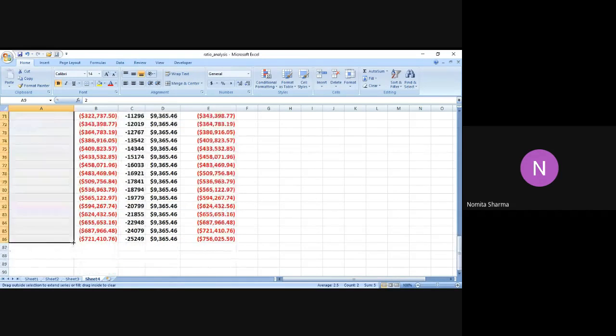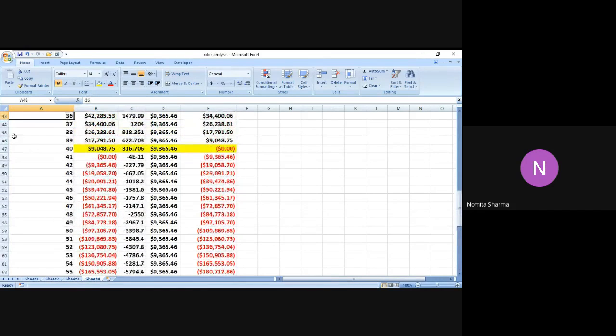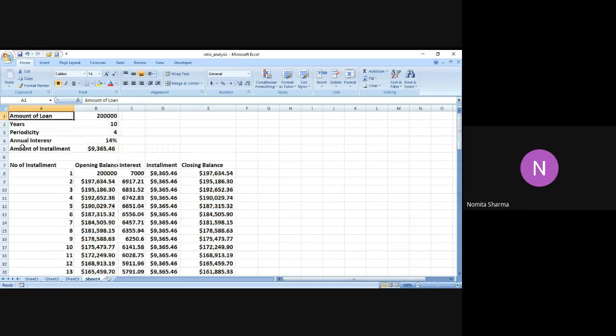All these numbers which are coming in red, they are basically negative numbers, and they are coming since I'm doing calculation over here. But they don't have any relevance. Reason being, I'm already done with my loan payment at the 40th installment. You can see that, right? And this 40th installment you can also calculate by multiplying, so you can see that.